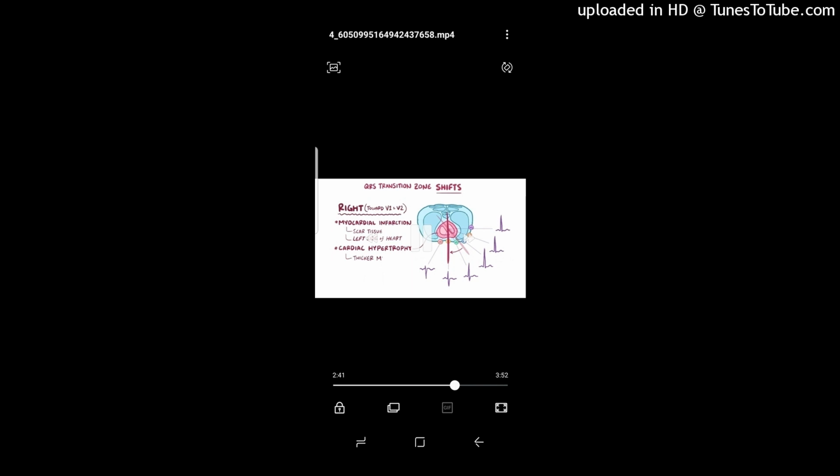Left atrial enlargement also develops from a stenotic valve, but this time it's the mitral valve on the left side, which causes the left atrium to get bigger.